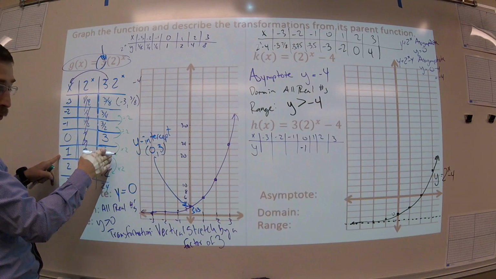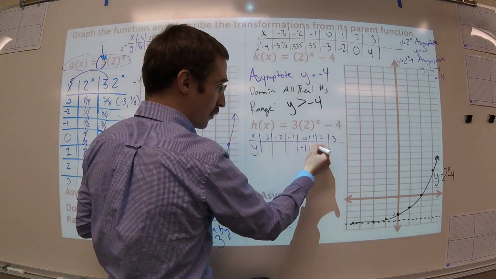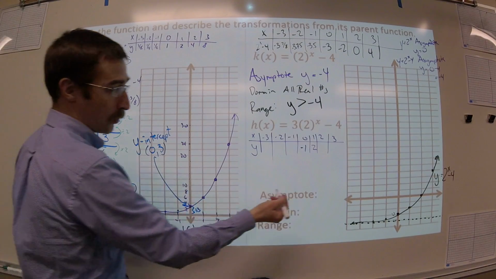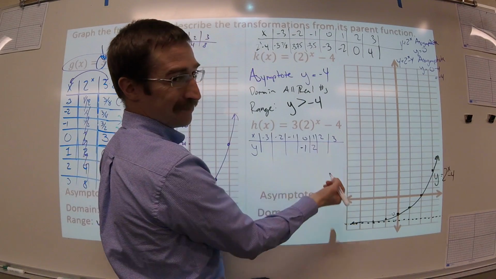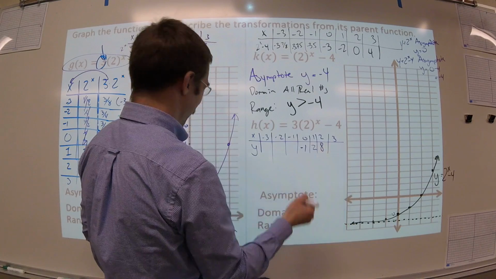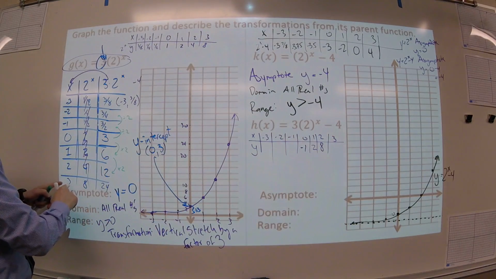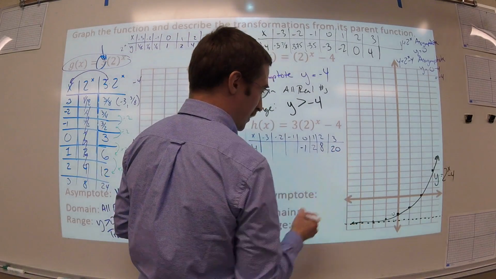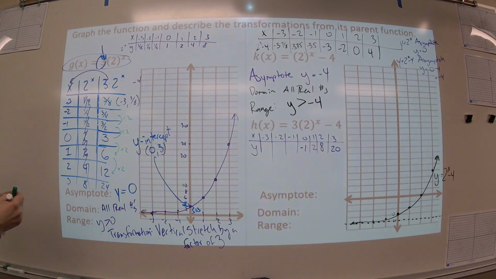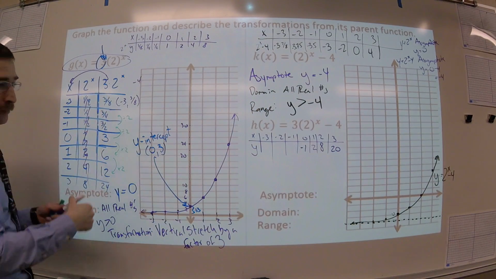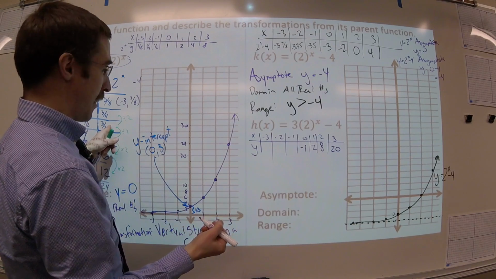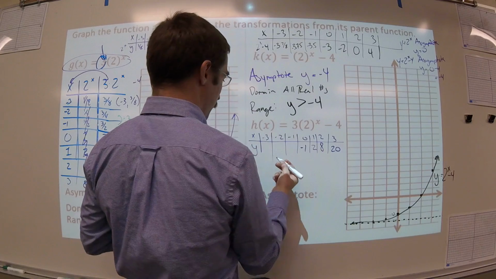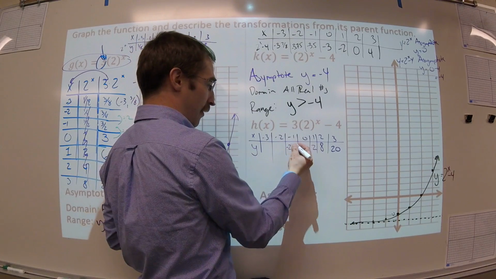So when x is 1, we get 6 minus 4 is 2. When x is 2, we get 12 minus 4, 8. When x is 3, we get 24 minus 4, which is 20. And then going back, we're going to get 1.5. 1.5 minus 4 is negative 2.5.